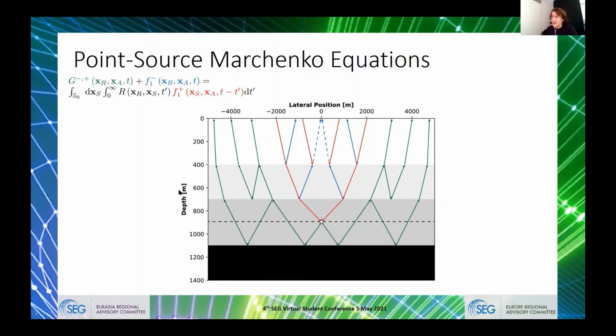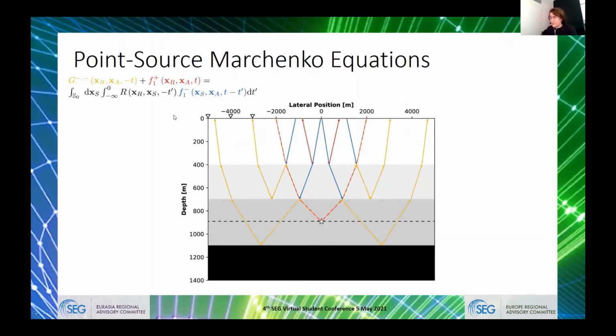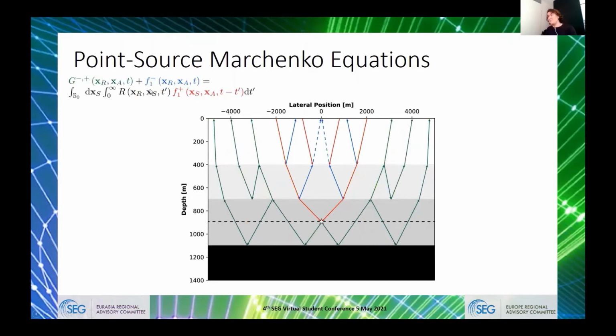And now what we receive, what we get back, is an upgoing focusing function. So that's the focusing function in blue, and a Green's function, which is defined as it excites at the focal depth and it's received at the surface. So excited at XA and received at the receivers at the surface. This is basically the first equation for the Marchenko method.